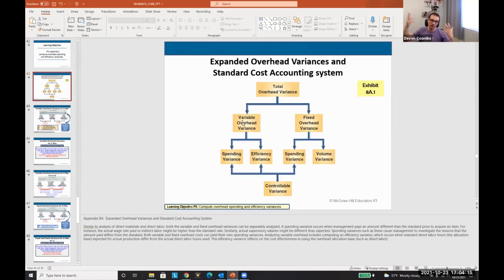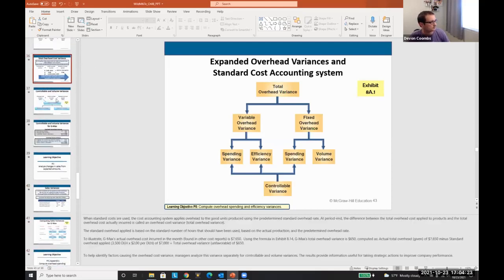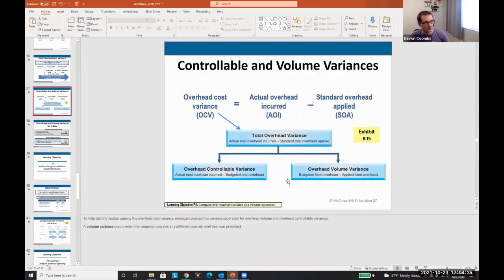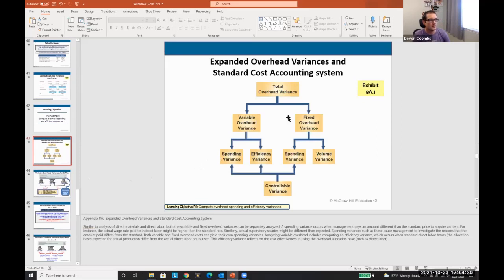And we figured out controllable variance versus the volume variance, another way to say efficiency variance. In reality, we could really try to dive into what are the variances within fixed overhead and what are the variances within variable overhead. And these components build up a controllable variance and then our volume variance.